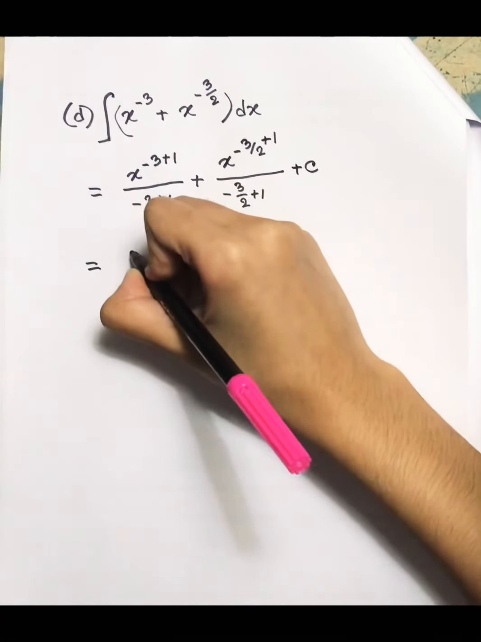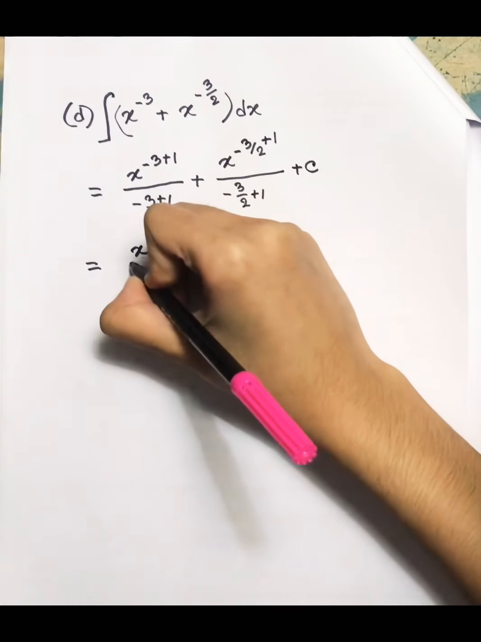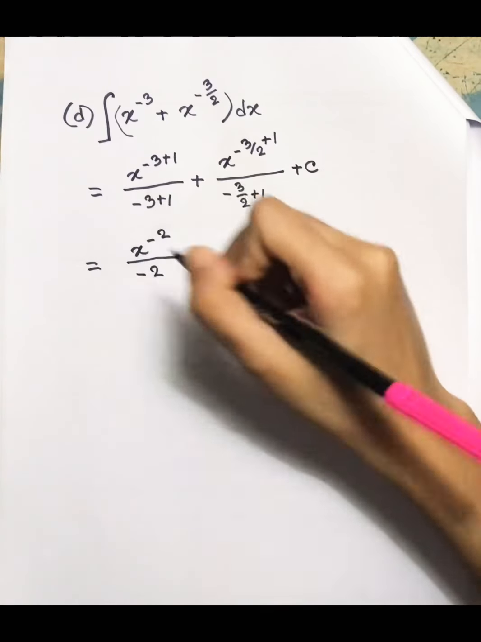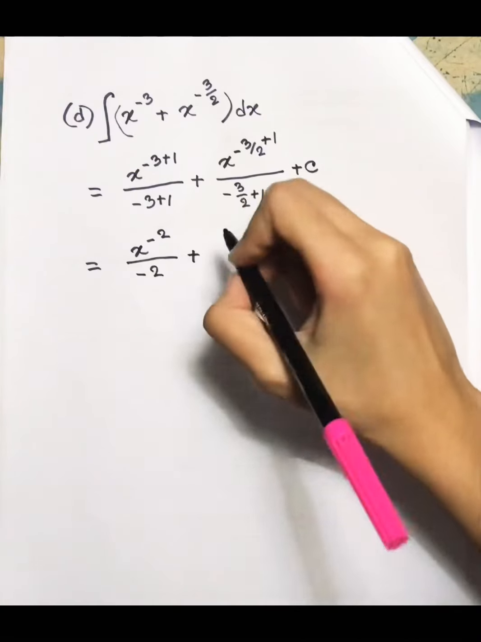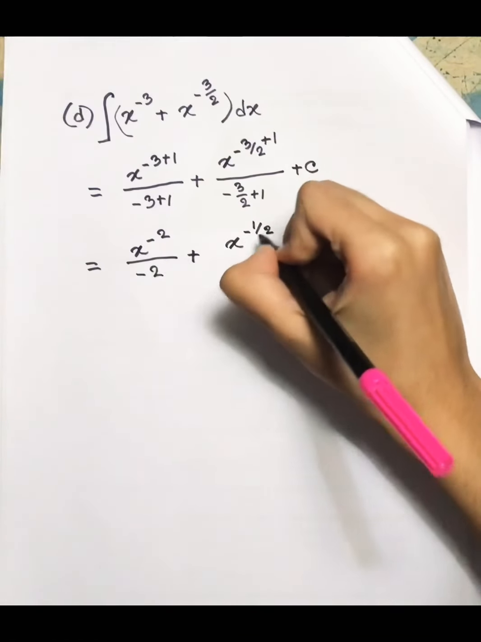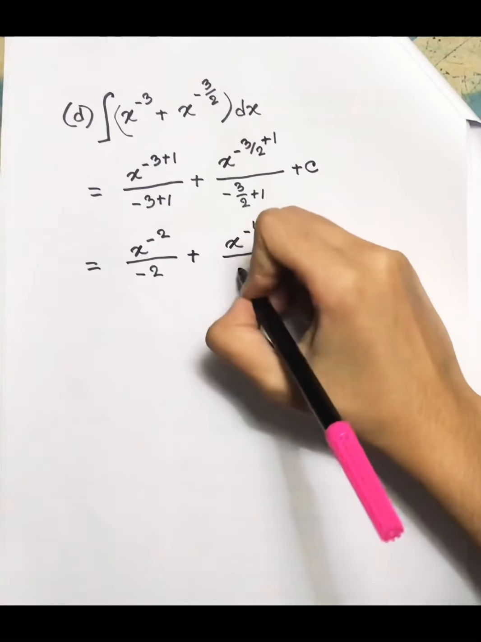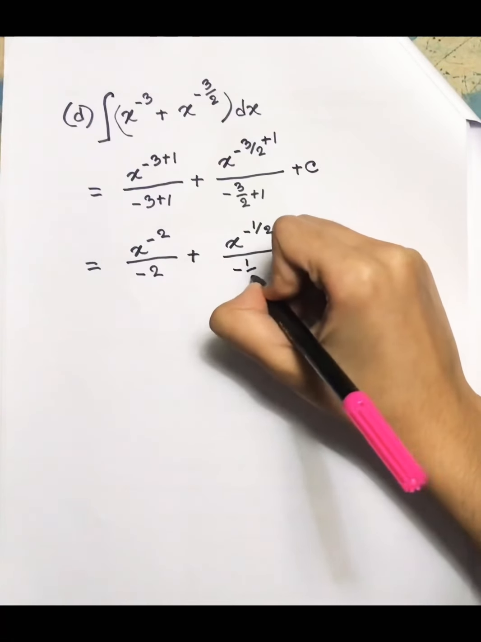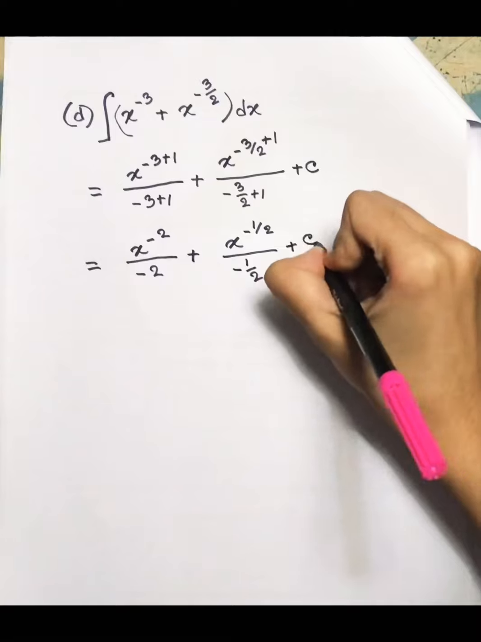So it becomes x to the power minus 2 divided by minus 2 plus x to the power minus half divided by minus half plus c.